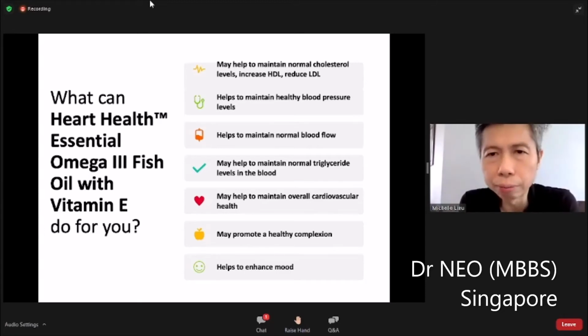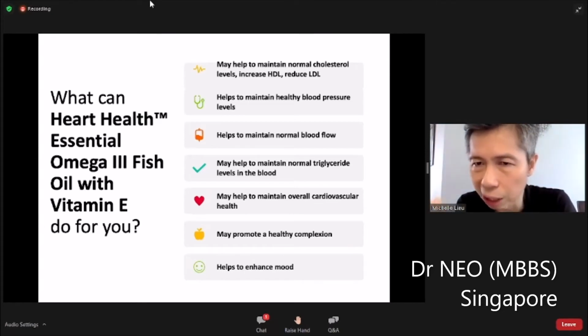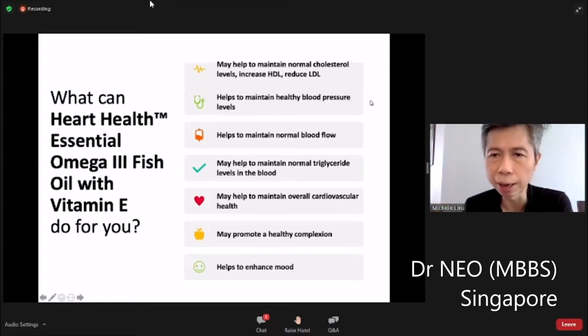It can also help to maintain a healthy blood pressure and normal blood flow, because it reduces the risk of abnormal blood clotting and prevents the blood from being sluggish. As I mentioned earlier, it helps to reduce triglyceride level. It helps to improve overall cardiovascular health. Numerous studies in the past have shown this. And on top of that, other benefits to boot: it helps the complexion, and it helps your mood as well.